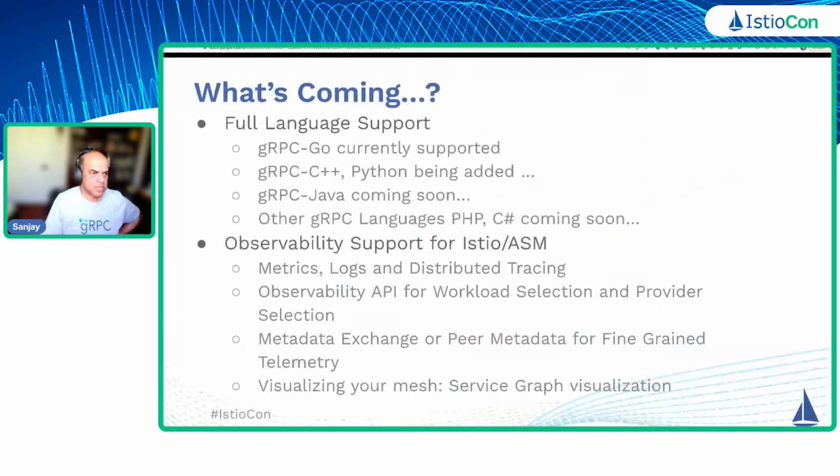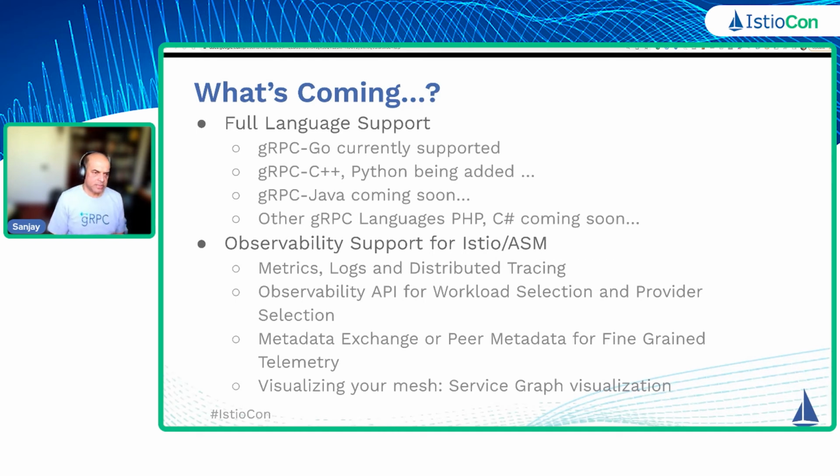Let's look at the current status and what's coming as per our roadmap. We currently have experimental support for Proxyless gRPC with Istio in Go and C++. We'll be extending Proxyless gRPC support for Istio in all languages. The current Go and C++ support will be extended to Java and then to C Sharp, Python, and other languages that gRPC supports.